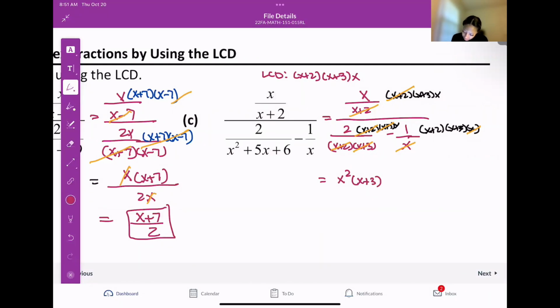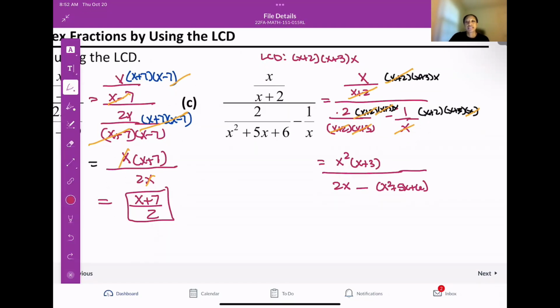And down in the bottom, we're left with 2 times x minus x plus 2 times x plus 3. So that would be minus x squared plus 5x plus 6. And I got this by foiling this part out.